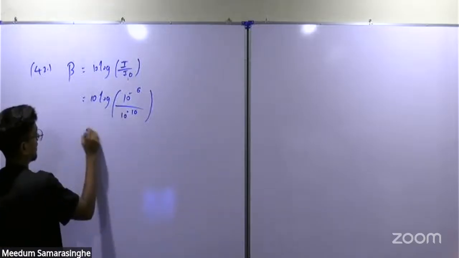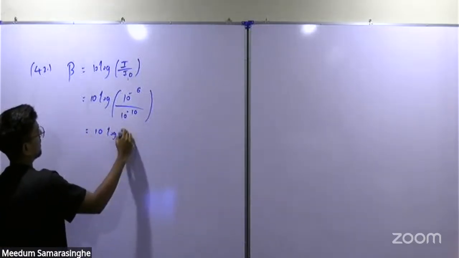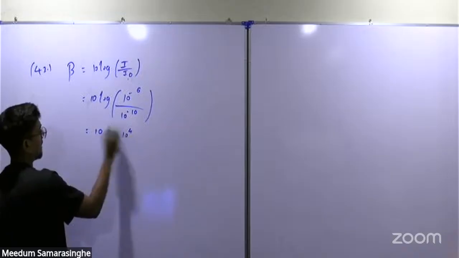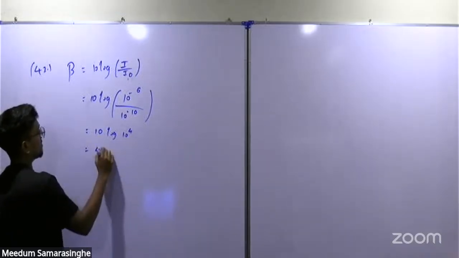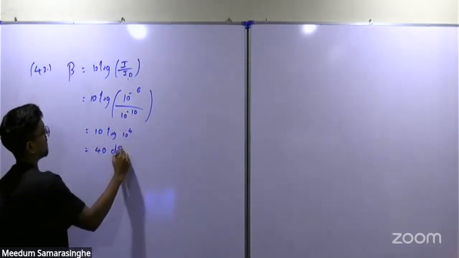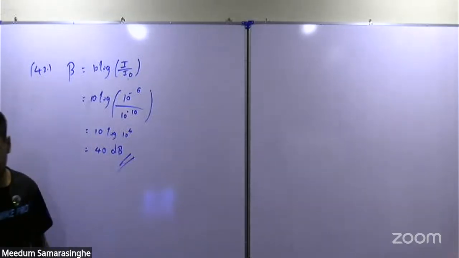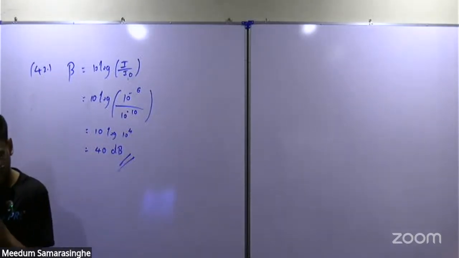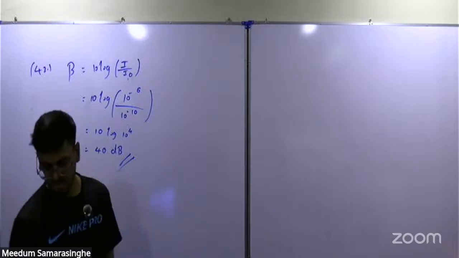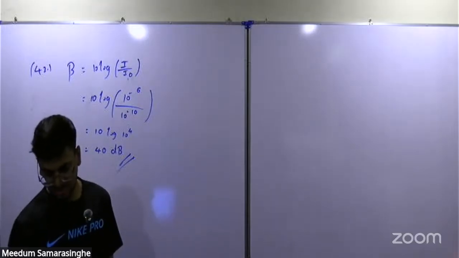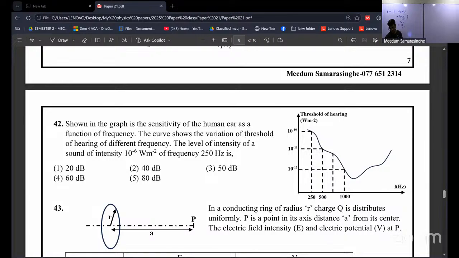So when you simplify this, you have 10 log, there are 10 to the power 4, right? When you take 4 out, that is 40 decibel. So the intensity level is 40 decibel. 40 decibel is the answer. So what is the answer? Share screen. 40 decibel answer is this one. The second option is the answer for the 42nd one. That is how it is done.